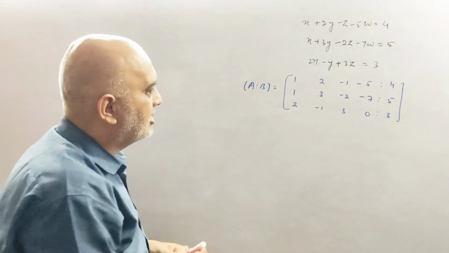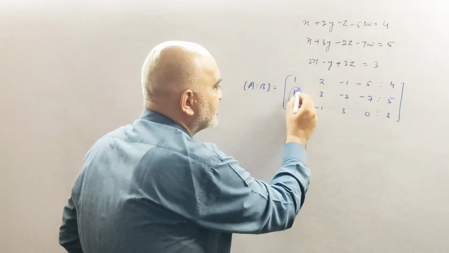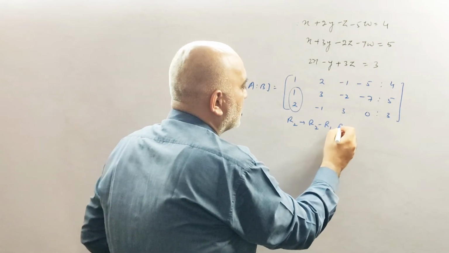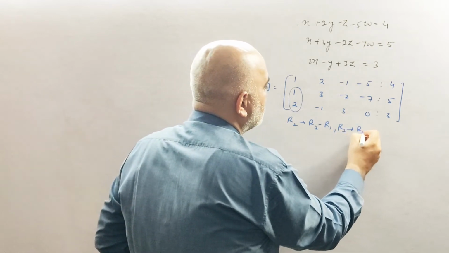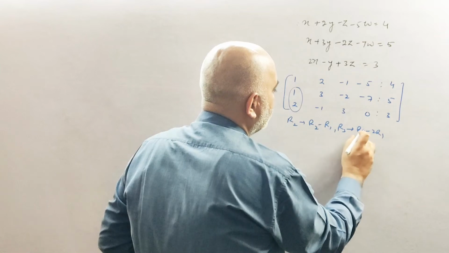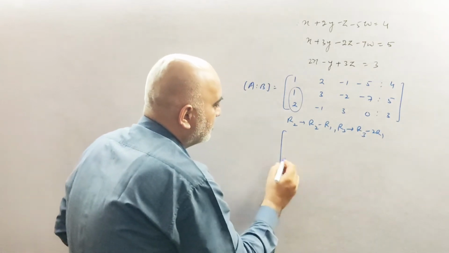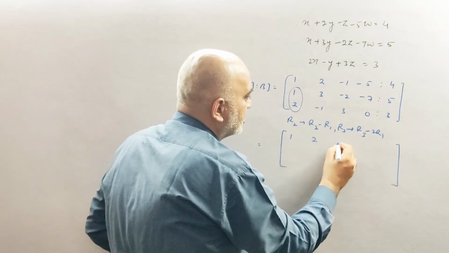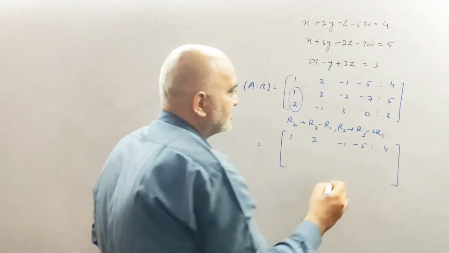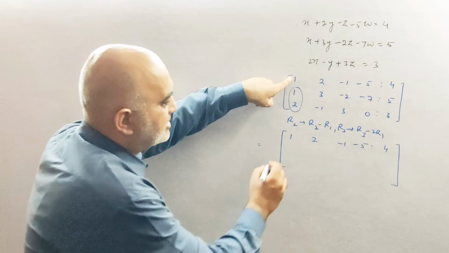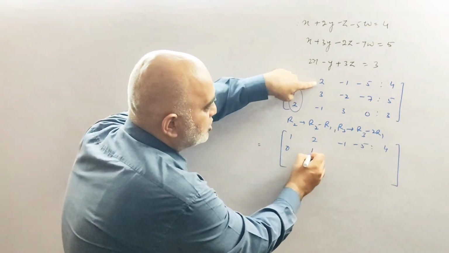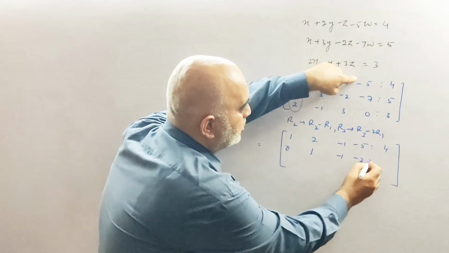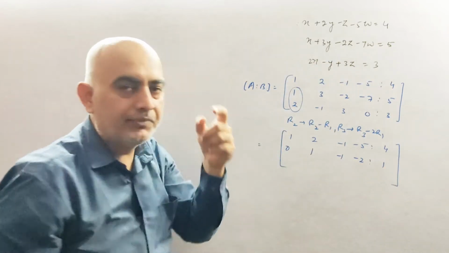So in this system, again, we have to make these two entries 0. So R2 changes into R2 minus R1 and R3 changes into R3 minus twice of R1. So whenever you operate these two operations on the given matrix, first row as it is, second is this minus this, that becomes 0. 3 minus 2 is 1. This minus this is -1. This minus this is -2. And this minus this becomes 1.